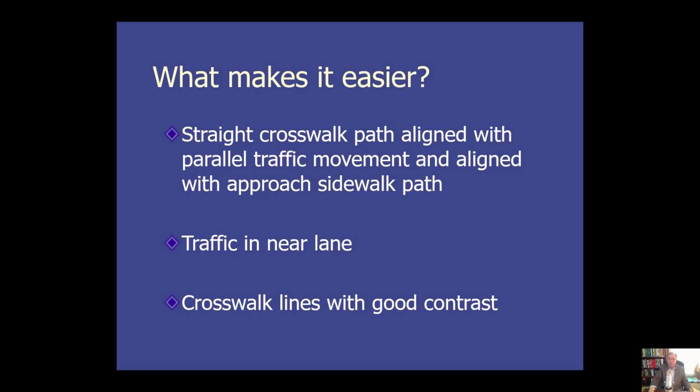So what makes it easier? A number of things. A straight crosswalk path aligned with the parallel traffic and aligned with the approaching sidewalk on the other side. Does that happen? Yes, very often. Sometimes it doesn't. Having traffic in the near lane makes it easier to hear those cars. Crosswalk lines with good contrast make it much easier for people with low vision.